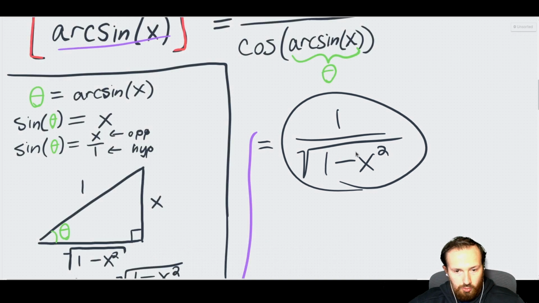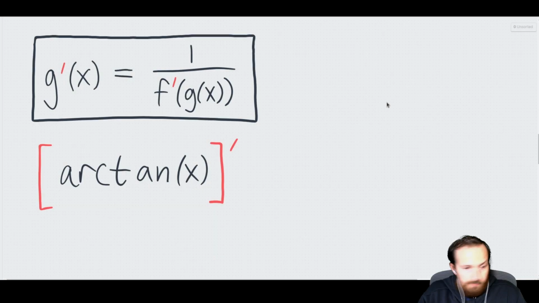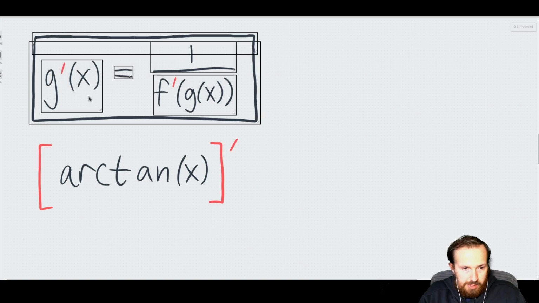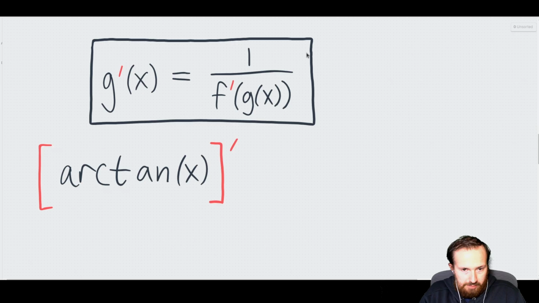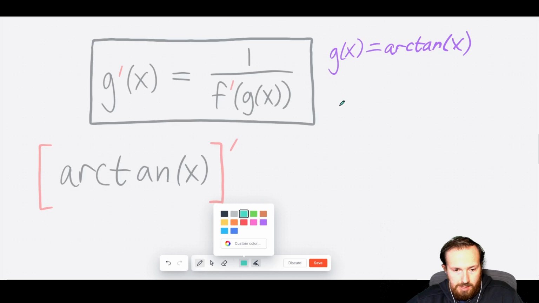That is the derivative of arc sine, 1 over square root of 1 minus x squared. To find the derivative of arc tangent of x, you would follow almost an identical process. We decide what our g is, and again, remember, this formula is only true if they're really inverses, so we're going to say that g of x is equal to arc tangent now. And we'll say that f of x is therefore equal to the inverse of that, which is just tangent.